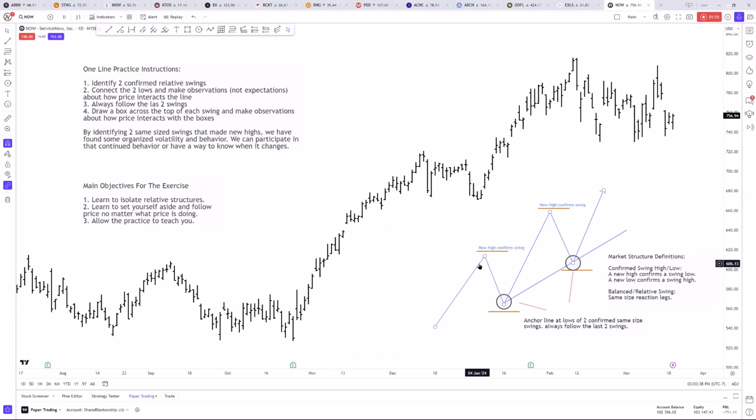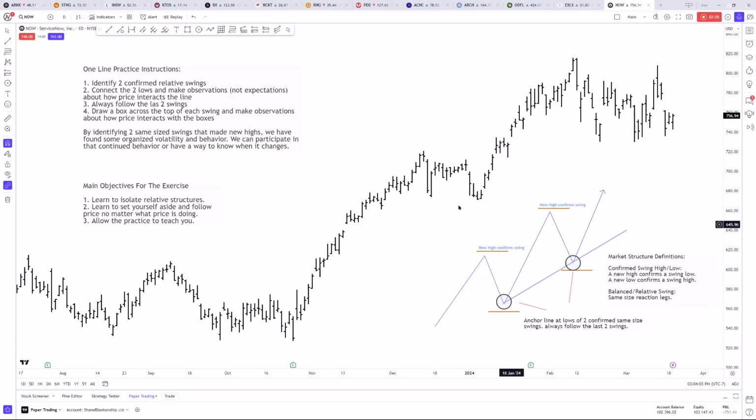We have an impulse leg, we have a reaction leg. Now, what I'm calling a balanced or relative swing is when I'm getting same-sized reaction legs, right? Give or take, right? Give 15% either side. When they're give or take same-size reaction leg, I'll call that a relative swing. So those are our definitions.